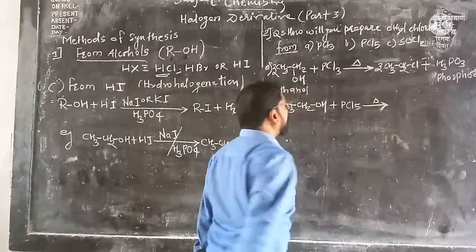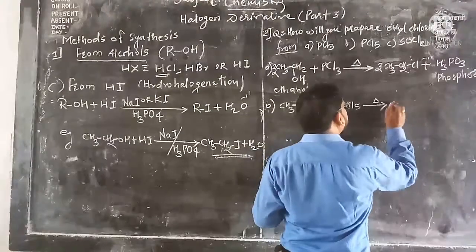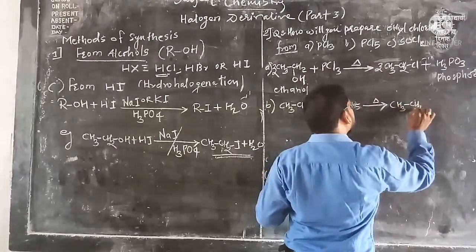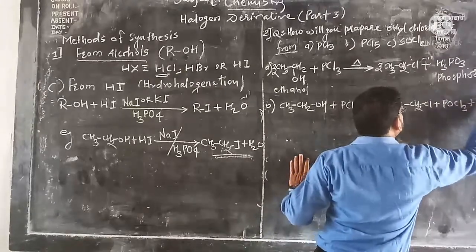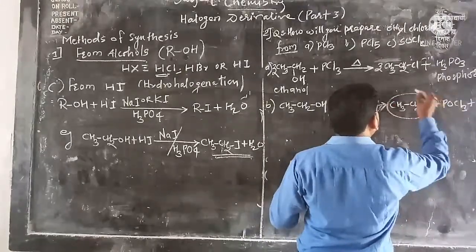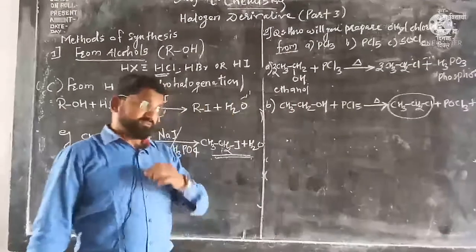After that B, from PCl5, the same reaction you can write: CH3CH2OH, ethyl alcohol, plus PCl5. Of course heating is important here. See the balancing of the reaction: CH3CH2Cl plus phosphoryl trichloride plus HCl. So here the desired product obtained is chloroethane or ethyl chloride.